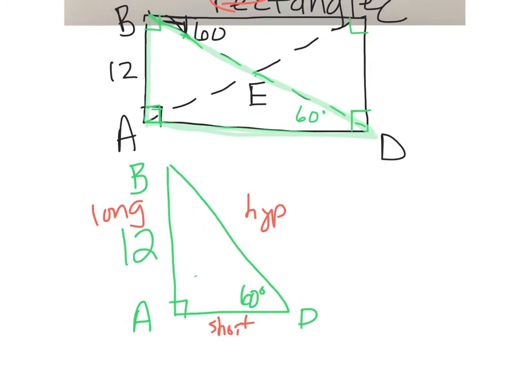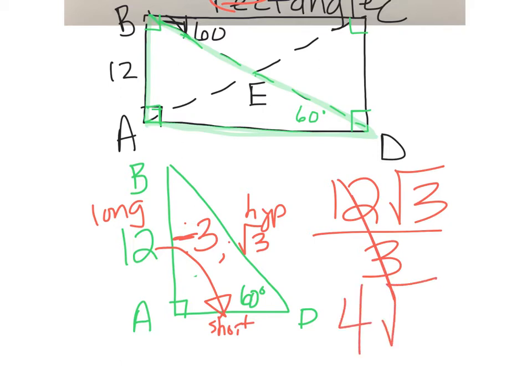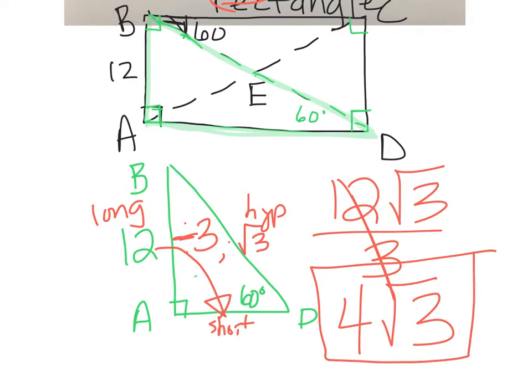So for our 30, 60, 90 relationship, in order to go from the long side to the short side, I have to do two things. Divide by 3 and times by radical 3. So 12 radical 3 divided by 3. The 12 and the 3 cancel out and give me a 4 radical 3 as my answer. So unless you remember your special right triangle relationships, there's probably no way for you to ever figure this one out. Sorry.